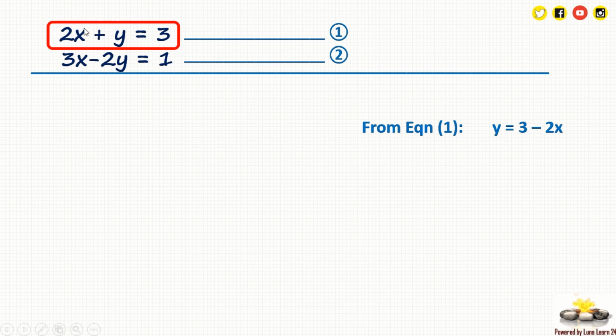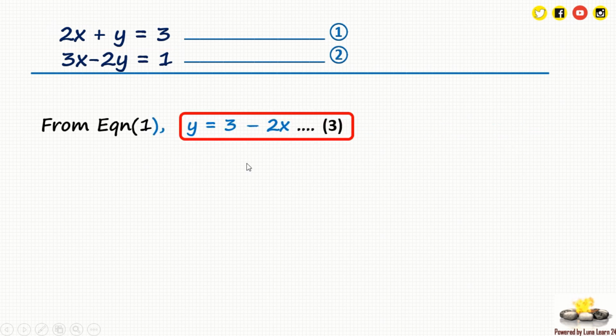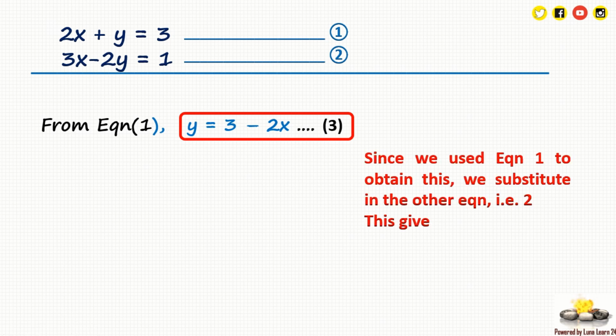So from equation 1, making y the subject is easier and faster, and avoids errors. Therefore, from equation 1 here, y equals 3 minus 2x. That is, we carry this plus 2x to the right hand side and it becomes negative 2x. So we'll be left with y equals 3 minus 2x. Let's call this equation 3. We are now going to substitute this value of y equals 3 minus 2x, obtained from equation 1, in the other equation, which is equation 2.